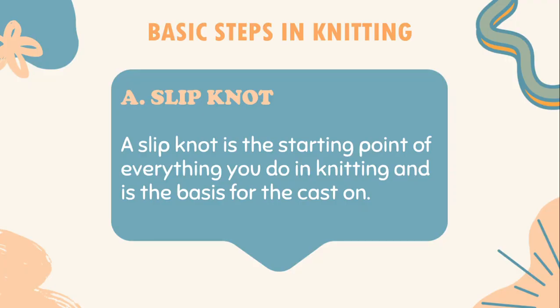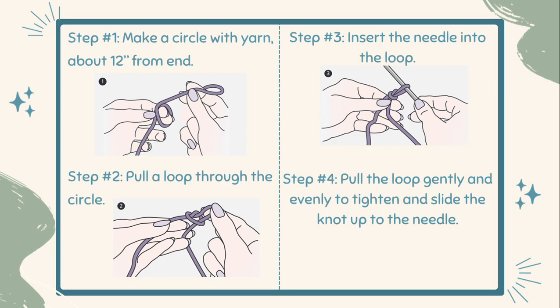Basic steps in knitting. First is the slip knot. A slip knot is the starting point of everything you do in knitting and is the basis for the cast on. So these are the steps on how to make a slip knot.